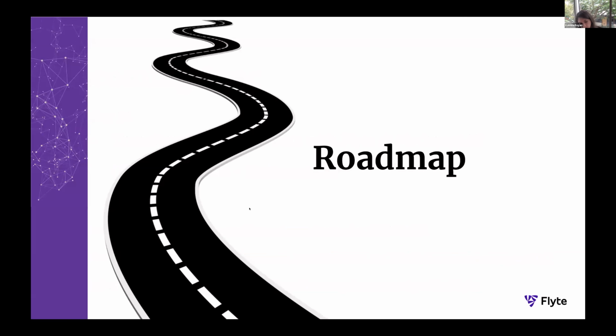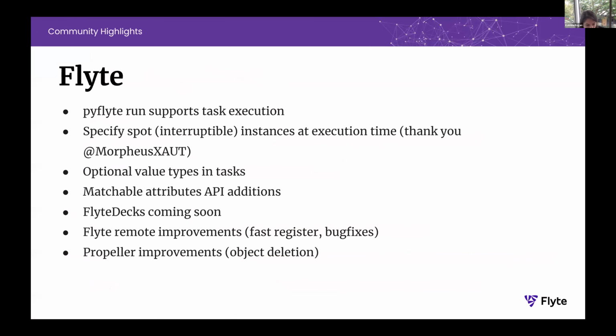Great, roadmap. So what's coming up? A lot of features are in the pipeline right now. We're working on adding PyFlyte Run support for task execution in addition to workflow executions. That'll be out in the next release. Thank you, Nick from Blackshark, for adding interruptible support at execution time. So now you can specify that, as opposed to only at registration time. It's awesome to see this come through.